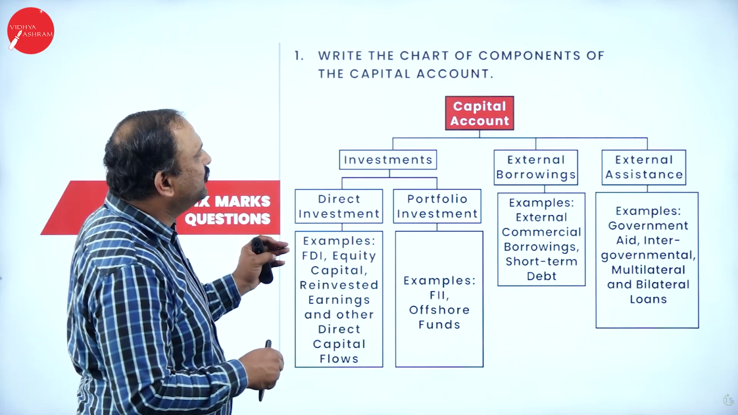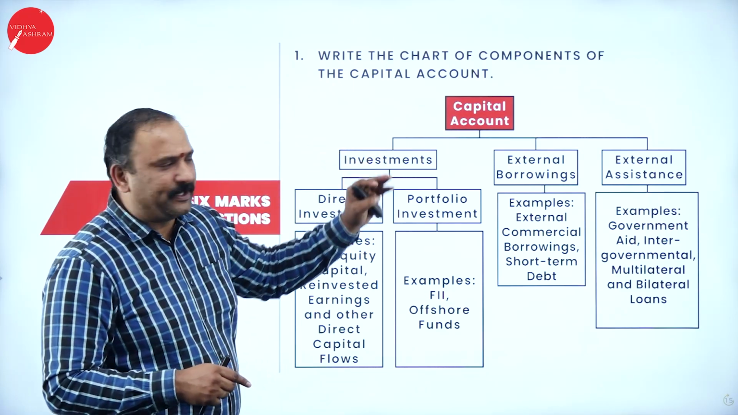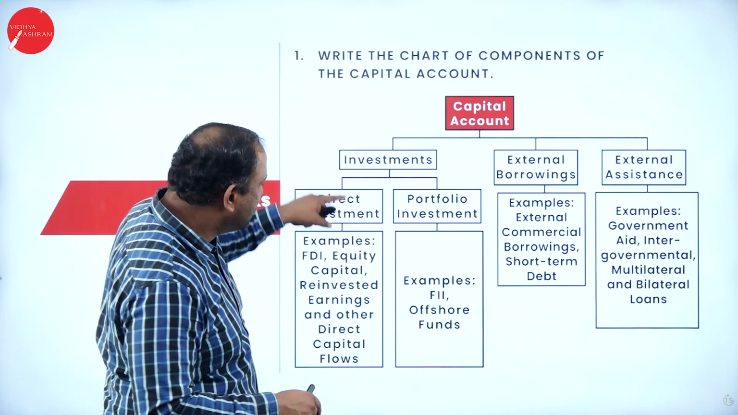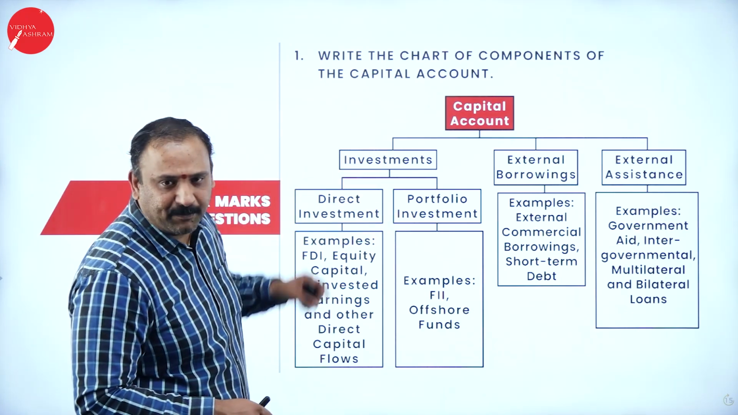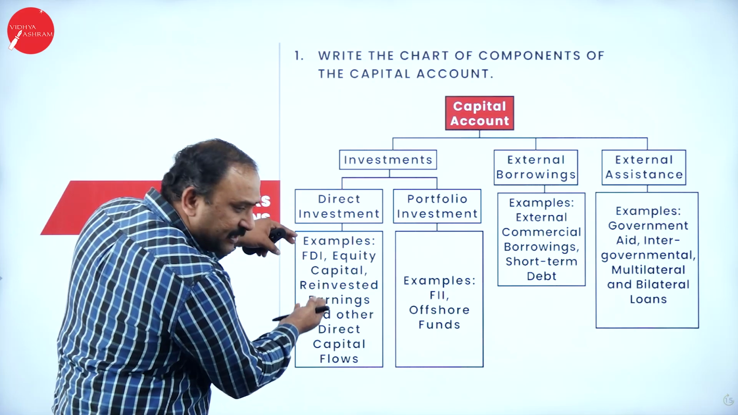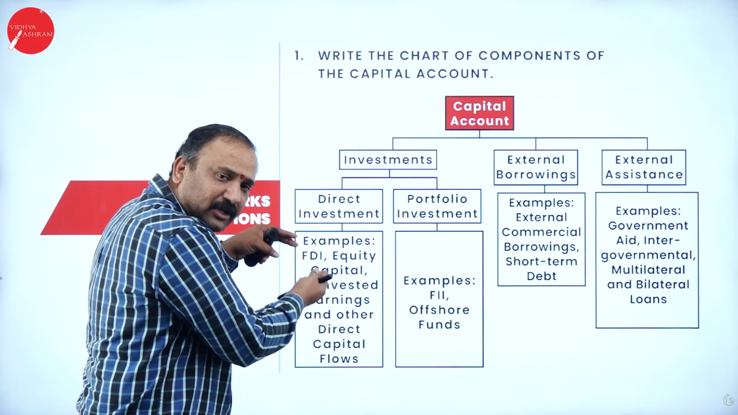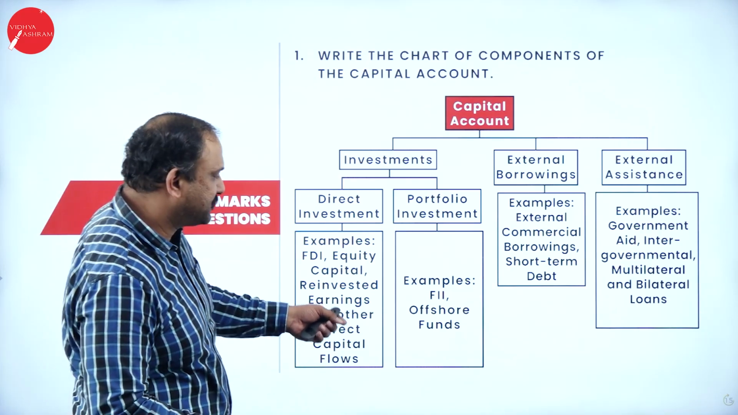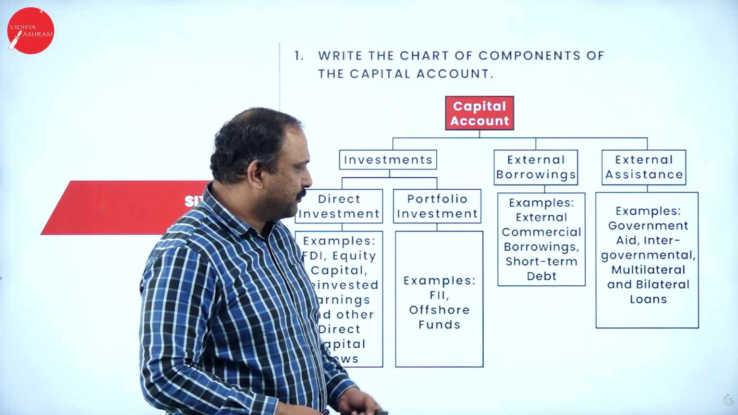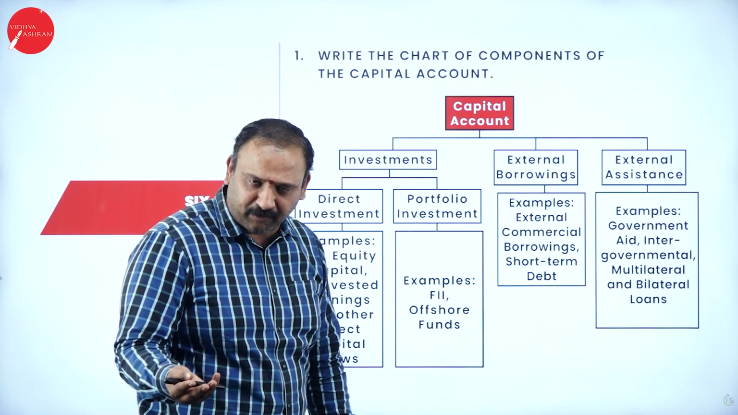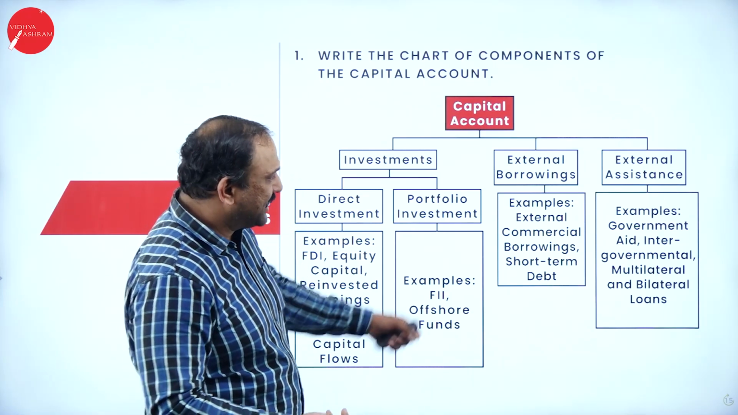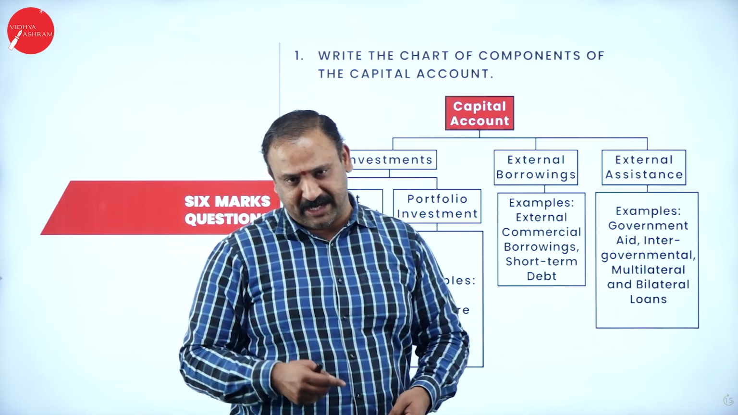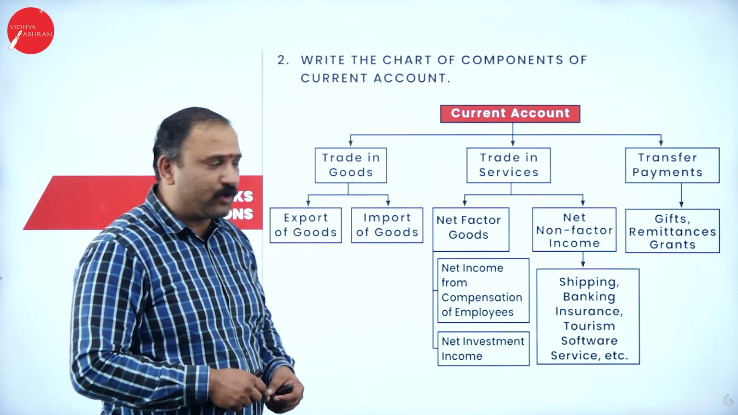Now, this is a very important question. Though the 6-mark question is not being asked many times, we have found that they ask you about the components. So this is the capital account. Under capital account, you will have investments. Under investment, direct investment and portfolio. Under direct investment, FDI, equity, capital market, all those things will come in portfolio. When we talk about the foreign institutional investors, offshore funds, external borrowings, the commercial borrowings that we take from different institutions, external assistance, intergovernmental aid, bilateral loans and relationships, followed by the current account factor.